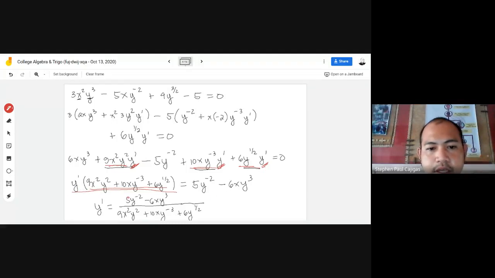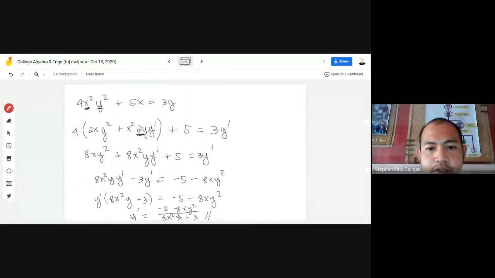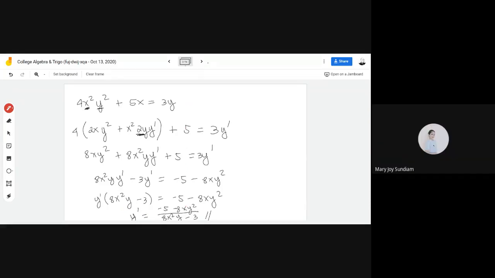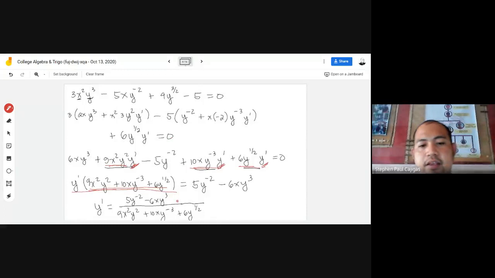Then divide both sides by these terms. It is the same as the previous one with 8x squared y minus 3. So I divided again. Divide both sides by 8x squared y minus 3. Okay, sir. So the same thing.